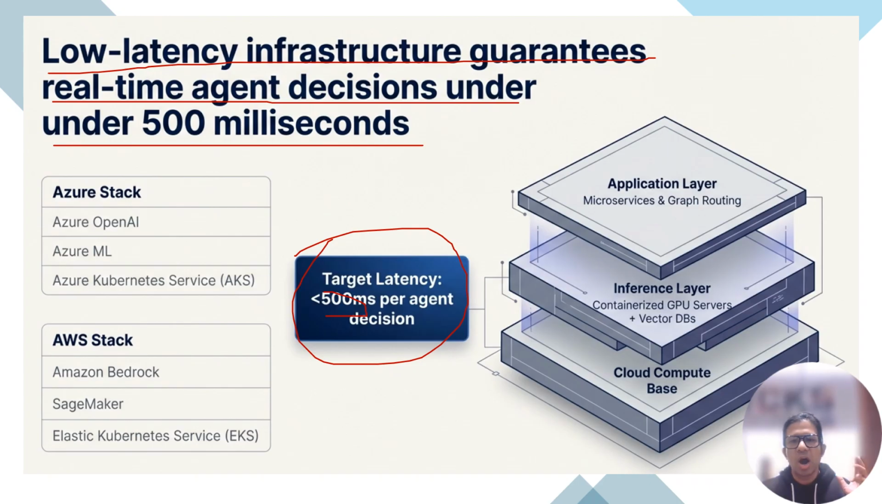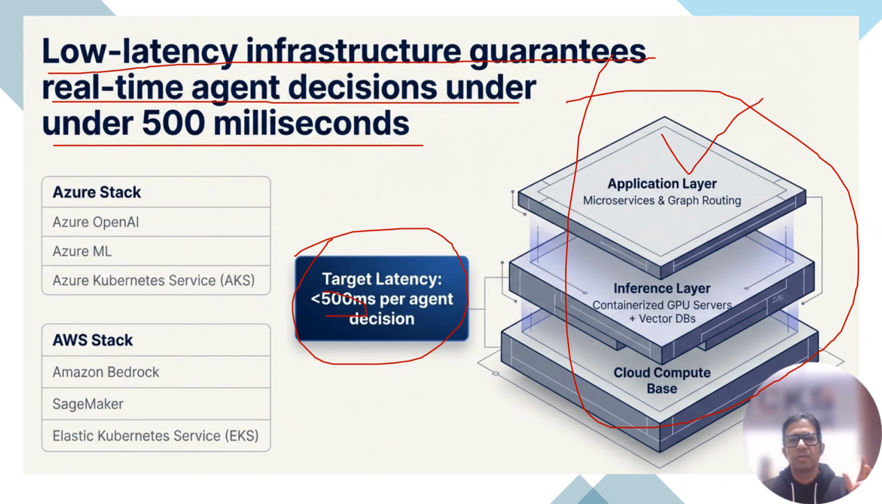Now let's break down how we achieve this using the 3-layer stack on the right. First, this is the application layer. Here, microservices and graph routing. This application layer is where workflow lives. Microservices and graph routing, this is the orchestrator layer. It routes tasks to the right agent quickly, manages state, and handles concurrency. It's fast routing.